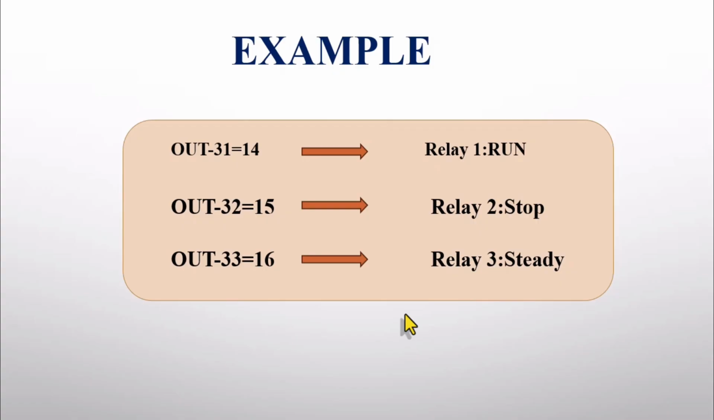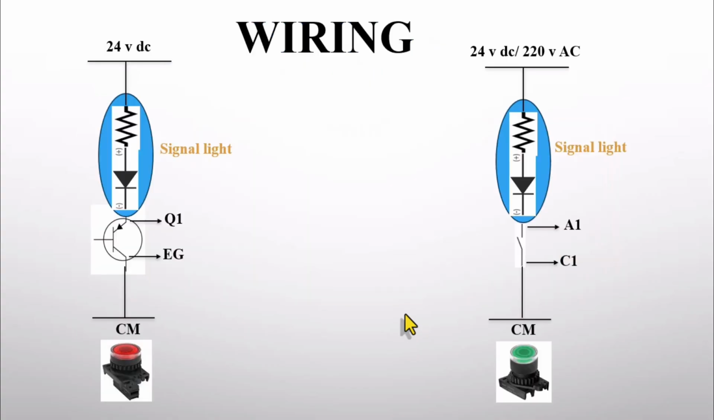So the relay output that we have: relay output 2 is activated after the stop, and relay output 3 is for the steady or continuous operation mode. Now, what does our wiring look like? If you want to use your transistor outputs, your transistor output is 24 volts DC. For example, if you have a signal lamp, you connect one terminal of your signal lamp to 24 volts. The other end of your signal lamp connects to the Q1 terminal and the common of your transistor output.